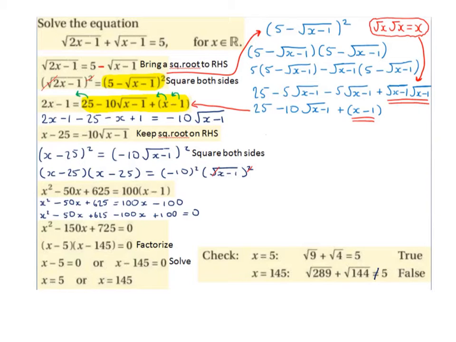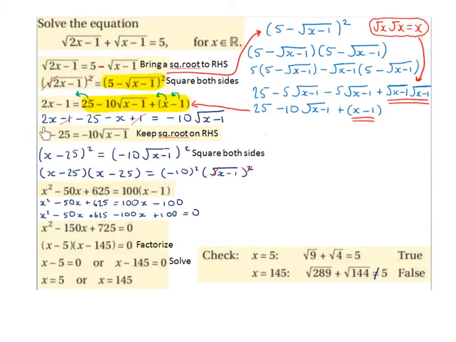So we're going to simplify the left hand side. So 2x minus x is x. Minus 1 plus 1 will cancel out, and then we bring down the minus 25. And we keep the square root on the right hand side, so we've got minus 10 root x minus 1 still on the right hand side. Now we need to square both sides to get rid of the root.